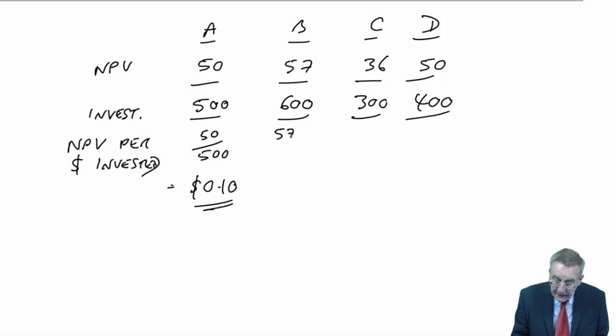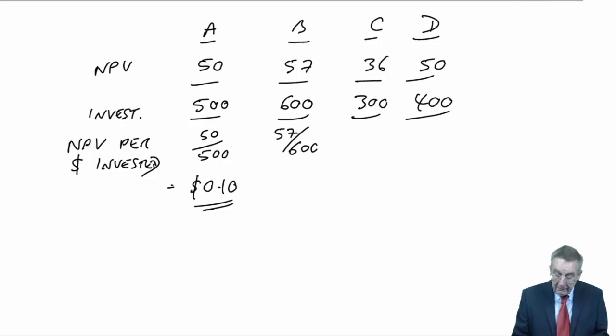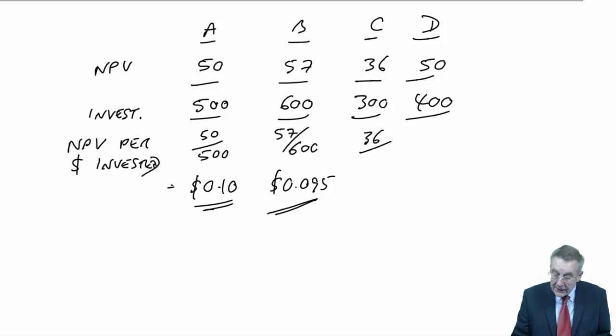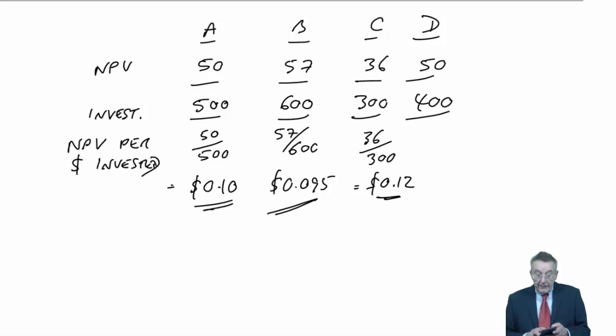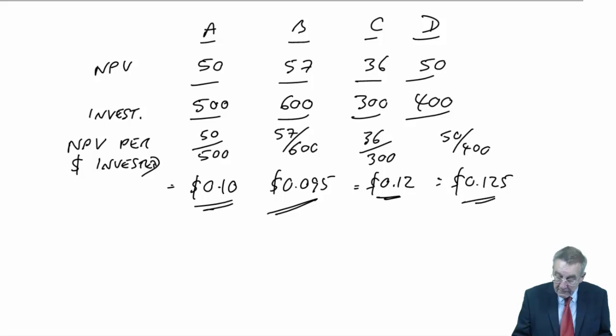Similarly, B gives 57 for an investment of 600, which is 9.5 cents per dollar. C gives 36 on an investment of 300, which is 12 cents a dollar. And D, 50 on 400, is 12.5 cents per dollar.